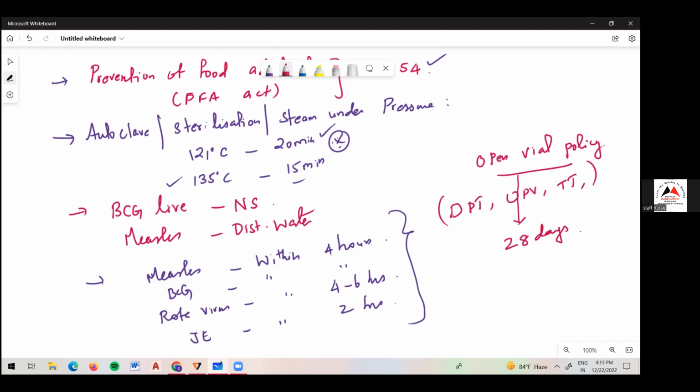Am I correct? Any vial we have opened, as per open vial policy, which was initiated in 2015. Open vial policy got started recently, in the year 2015. So any vaccine we have opened should be used within 28 days. Is it clear?